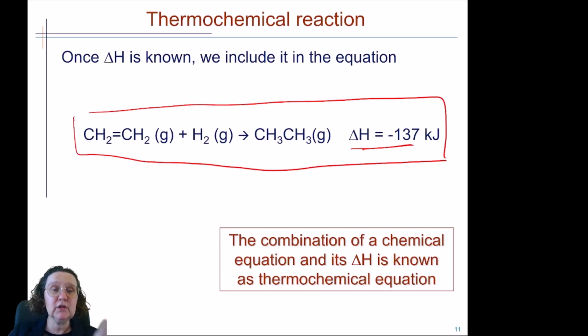That reaction, the reaction of ethylene with hydrogen to produce ethane, is an exothermic reaction because of the negative sign of delta H, and it releases 137 kilojoules. And that, as a whole, the equation and the change in enthalpy, is what we call a thermochemical equation.